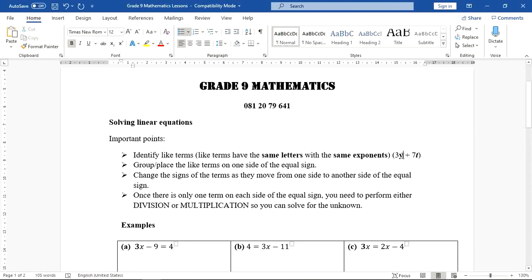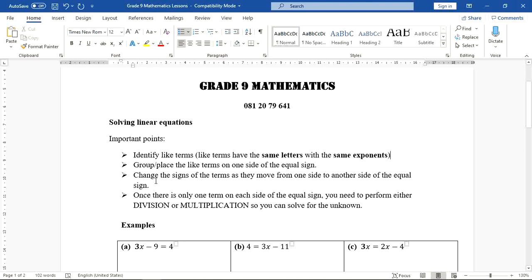But if I put a t here, now we can consider them as like terms because they have the same letters. We can also say that their exponents are the same, so this will add up to 10t. Once we have identified the like terms, you can now group them on one side of the equal sign. So group or place the like terms on one side of the equal sign.